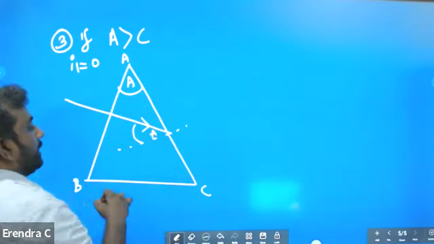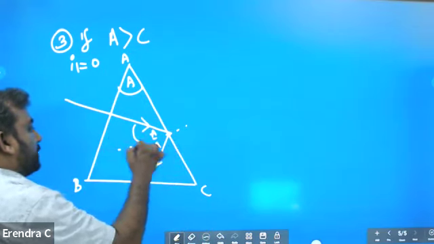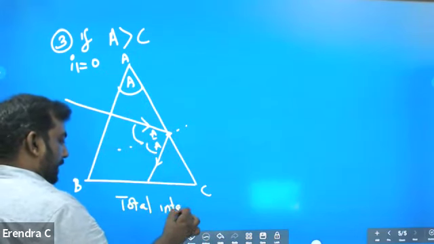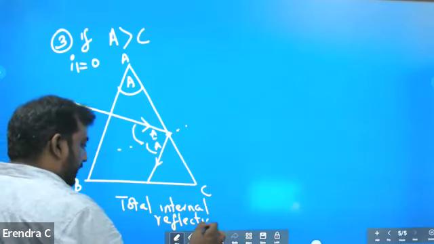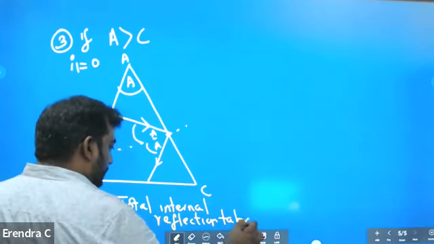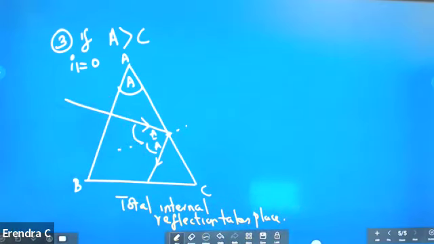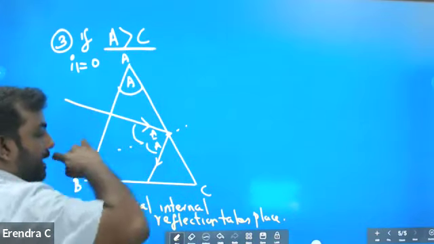Here A, total internal reflection takes place, because A is larger than C.